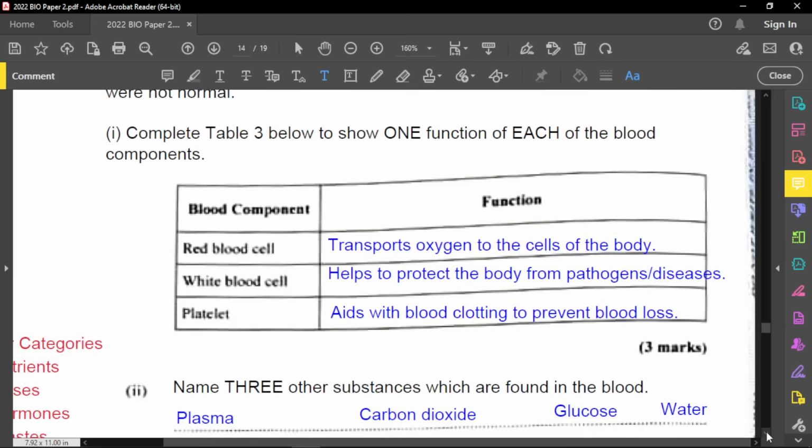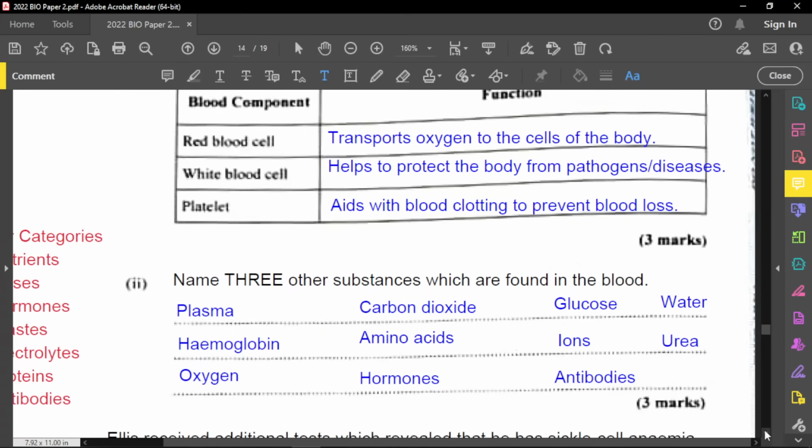And so quickly we're going to run through this. Red blood cells, they transport oxygen to the cells of the body, and they also take away carbon dioxide, just to make mention of that too. White blood cells, they help to protect the body from pathogens or diseases. And platelets, platelets aid with blood clotting to prevent blood loss when they get injury or a cut. All right, so into part 2 of this, it states name 3 other substances which are found in the blood. And so I answer this in 2 ways.